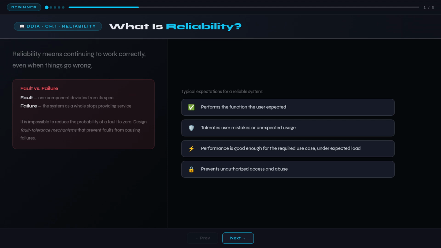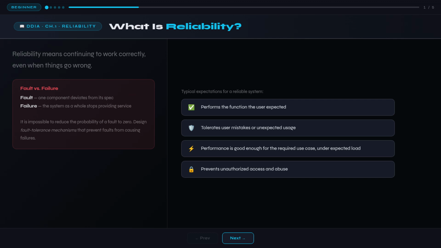Let's start with a word everyone uses but almost nobody defines carefully: reliable. Everybody has an intuitive sense of what it means. But intuition isn't enough when you're designing a system. So let's be precise. For software, reliability means 4 specific things.